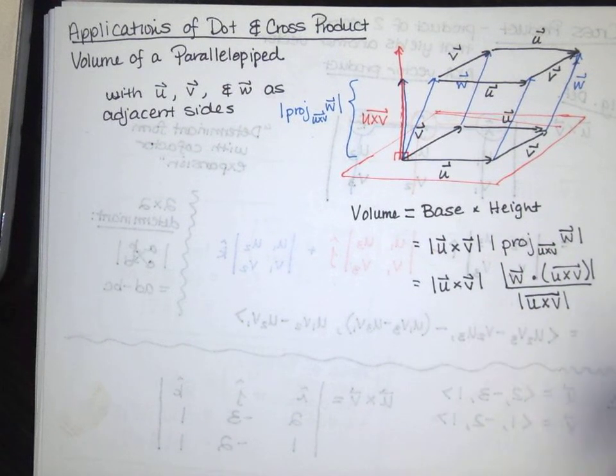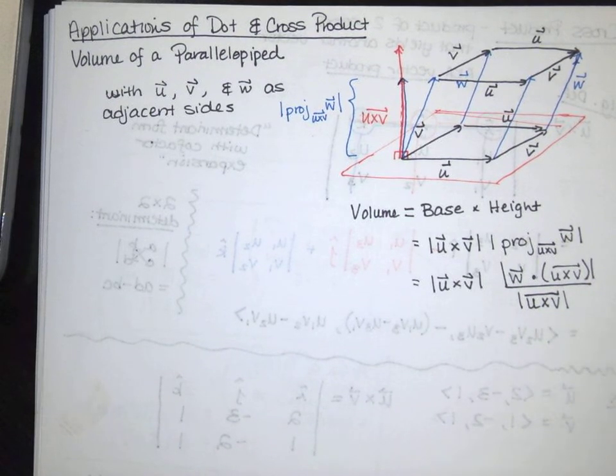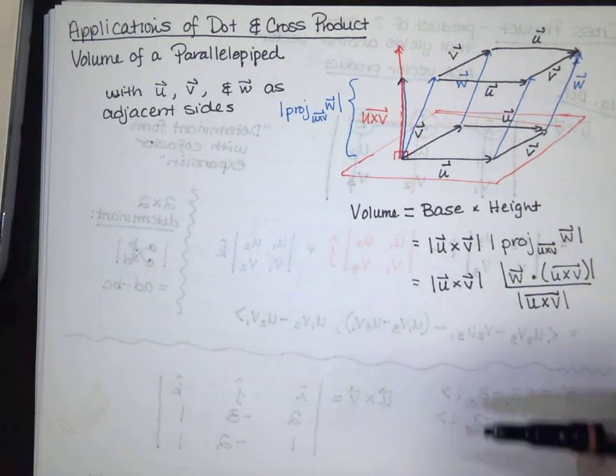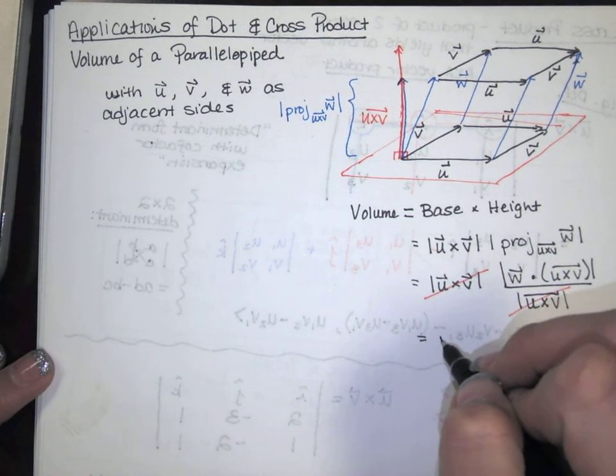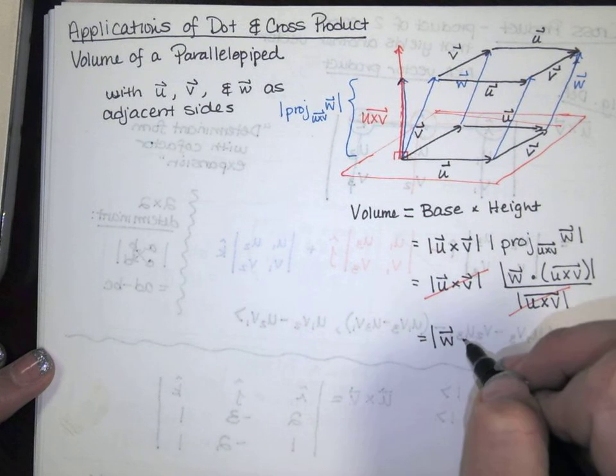And if you want, you can go through the trig again and prove to yourself that this is equal to this. Okay, well that's cool. It's very cool because look at this. Those two reduce, and we get this beautiful formula right here. Who knew?